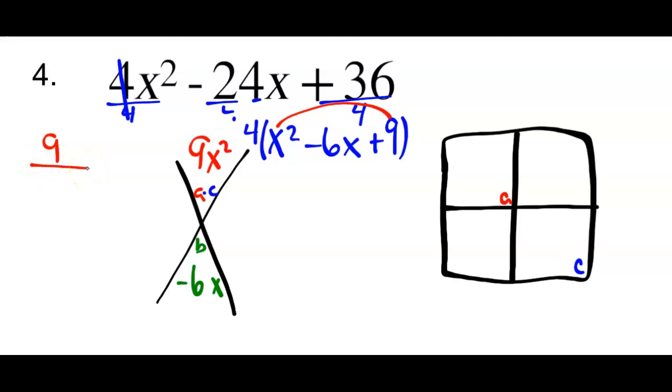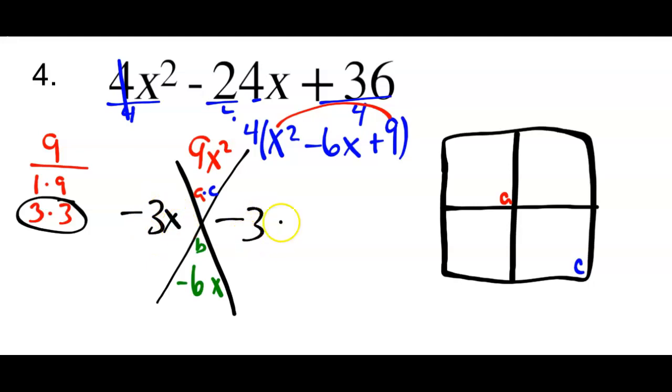Well, they would be 1 and 9, 2 doesn't work, 3 works, so 3 and 3. Okay, what do I have to add to? I have to add to negative 6. So I've got a positive here, and I have to add to negative 6. So what signs do my x values have to be? Both negative, because they're adding. So that's going to be my negative 3x and my negative 3x.